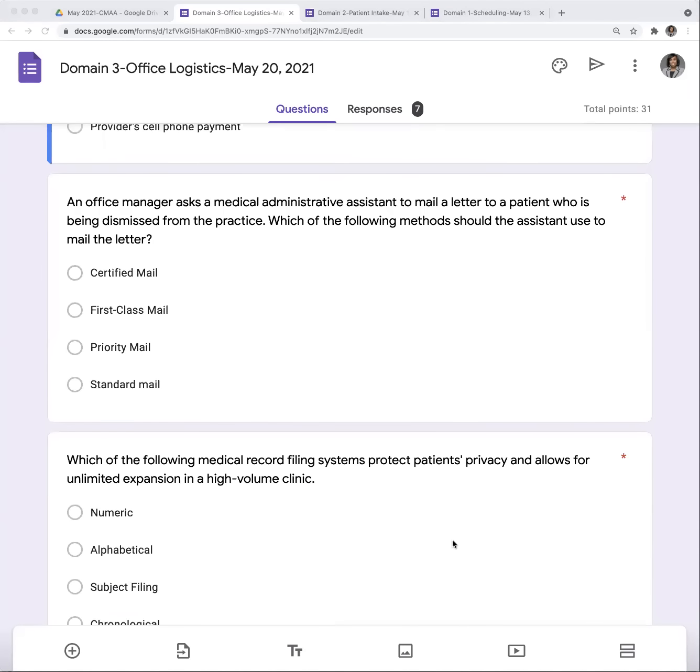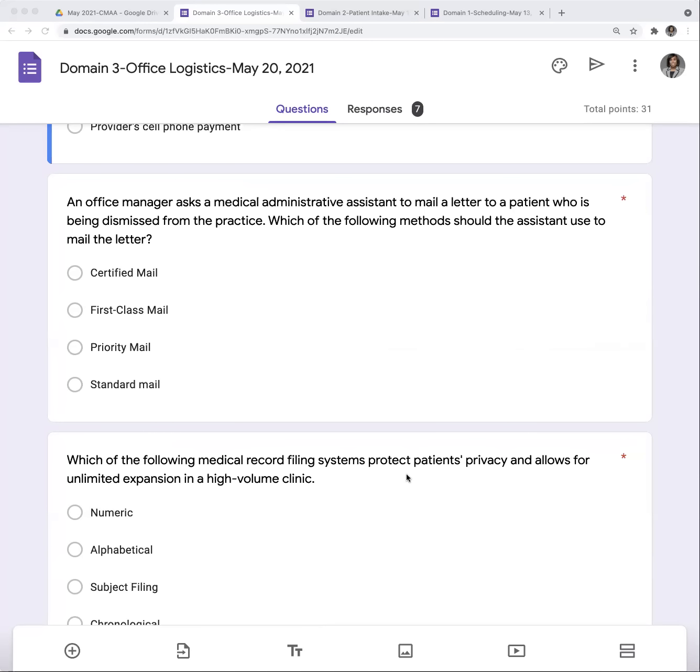An office manager asked the MAA to mail a letter to a patient who's being dismissed. How should we send it? That should be certified mail.